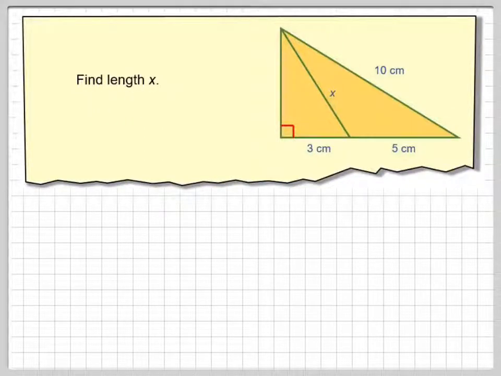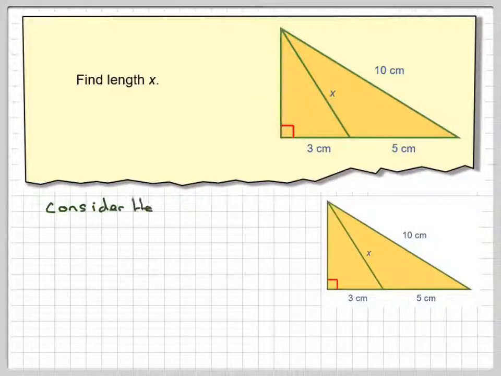Calculate length x. So what we've got here is two right angled triangles. We've got this large one here and this smaller one here. So we're likely to have to use Pythagoras' theorem twice. So this is why it's called a two-step problem.